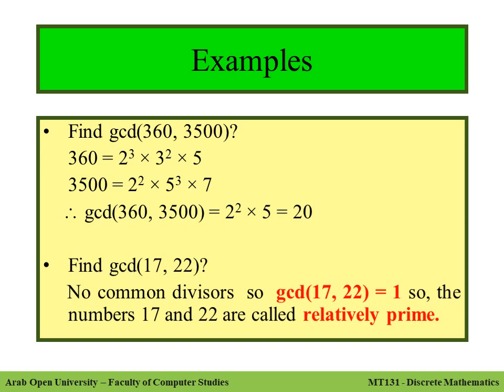The two common factors are the 2 and the 5. For the 2 we take 2 squared. For the 5 we take 5 to the 1. Multiply those numbers, you will get 20. The greatest common divisor of 360 and 3500 will be 20. Here is another example. Find the GCD of 17 and 22. Notice 17 is a prime.